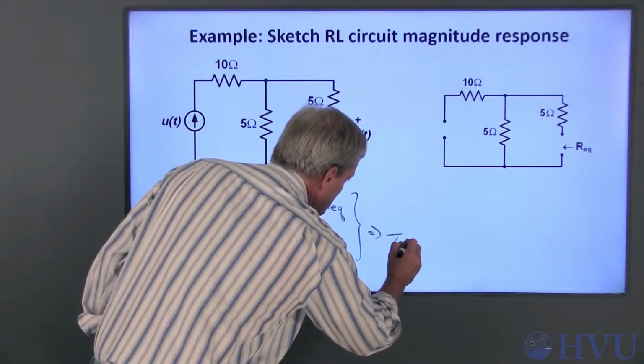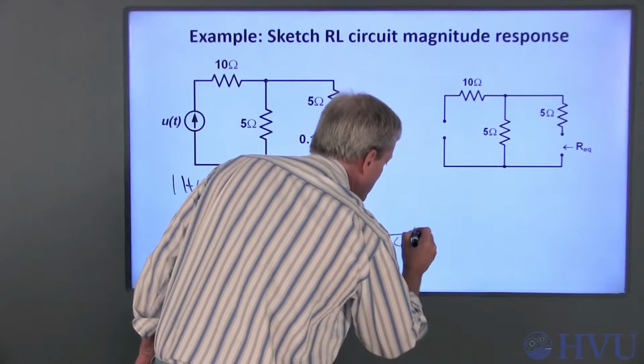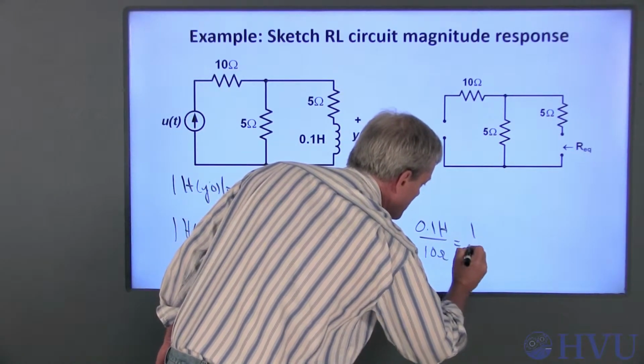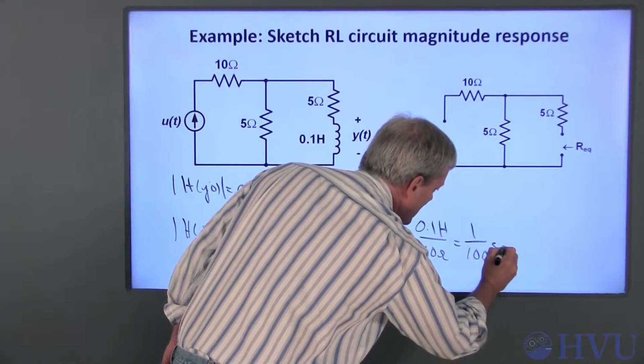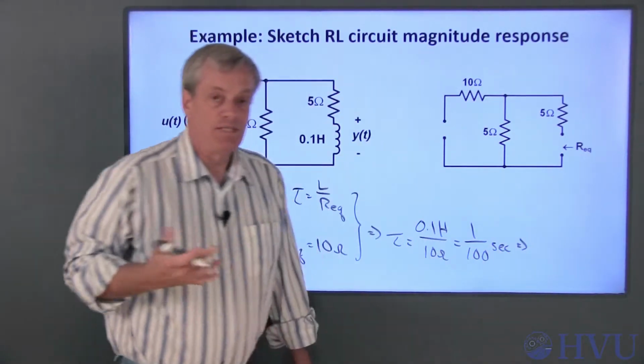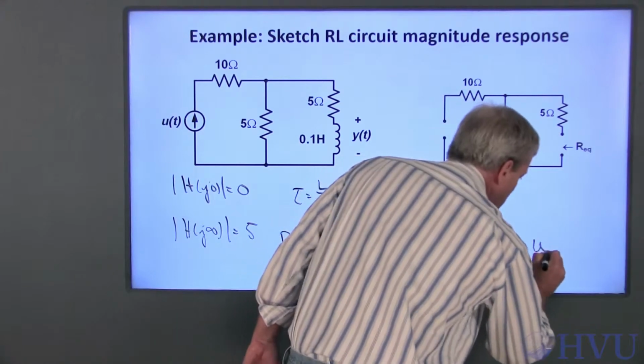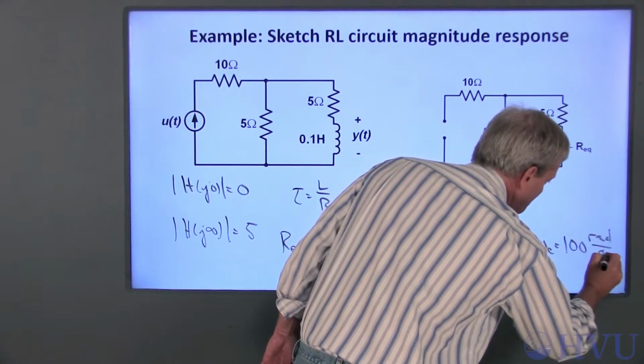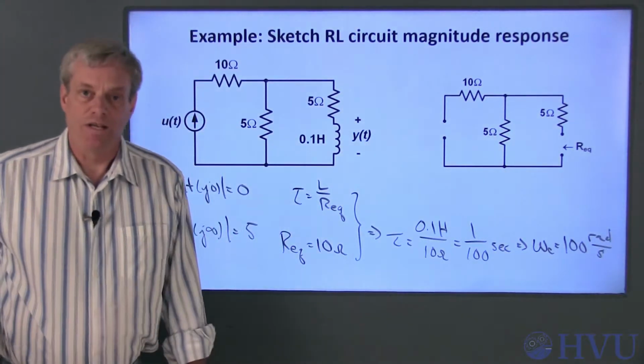So time constant, tau, is equal to 0.1 henries over 10 ohms, which is 1 over 100 seconds. Omega sub c is the inverse of that. So omega sub c is 100 radians per second. Now we have all the information we need for our sketch.